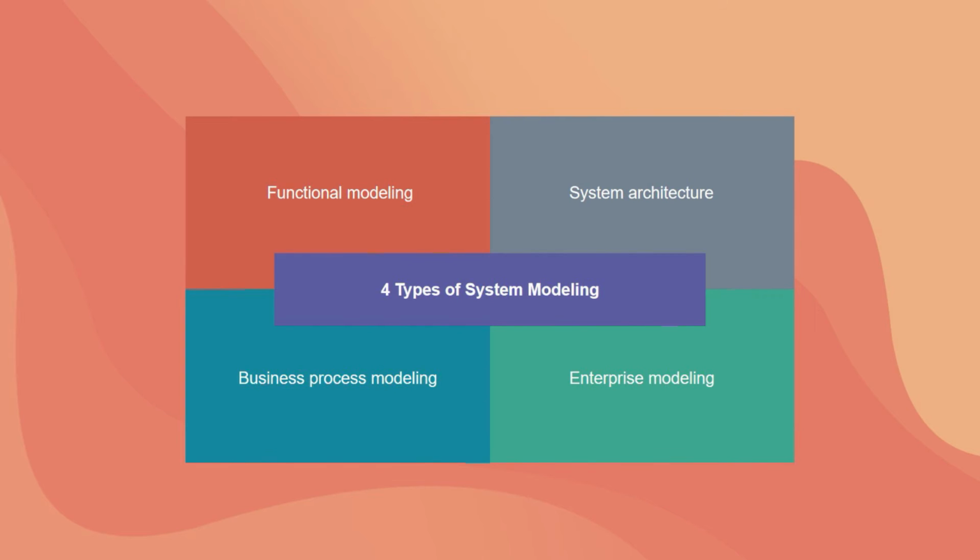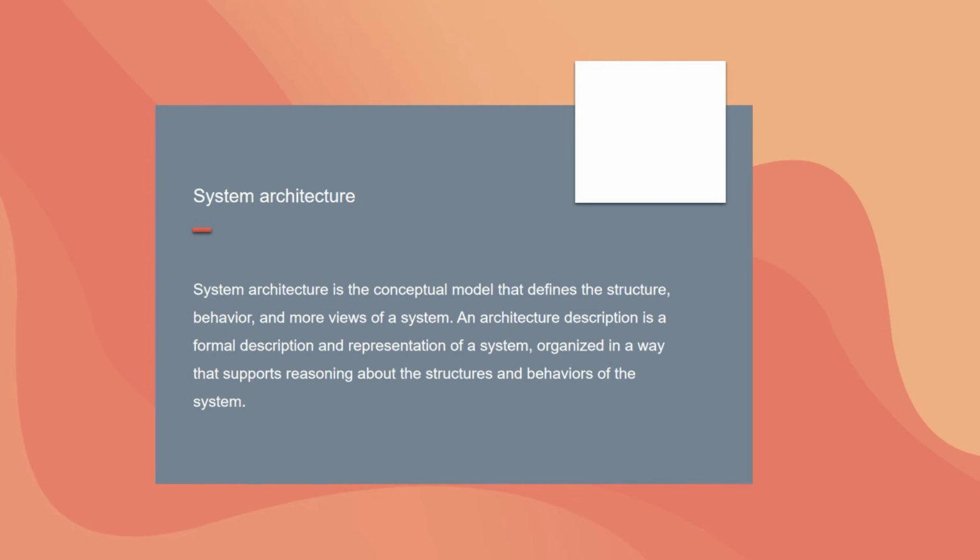System architecture. A system architecture is the conceptual model that defines the structure, behavior, and more views of a system. An architecture description is a formal description and representation of a system, organized in a way that supports reasoning about the structures and behavior of the system. A system architecture can consist of system components and the subsystems developed that will work together to implement the overall system. There have been efforts to formalize languages to describe systems architecture. Collectively, these are called architecture description languages, or ADL.